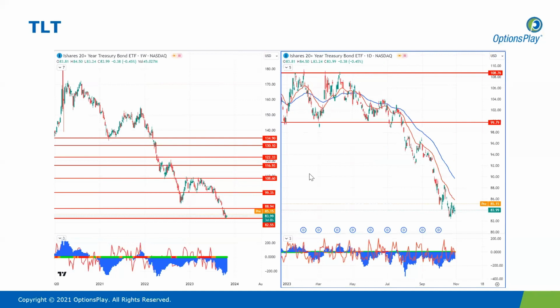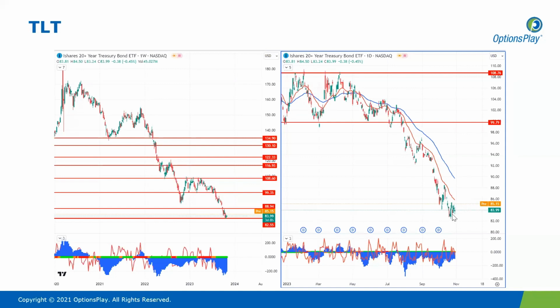Okay, TLT, the Treasury Bond ETF, clearly reacting to this major support level at 82.50. Now, this is a support level that was initially formed just before or during the global financial crisis. And we can see here that price is bouncing from that level, but not, again, with significant momentum. So it is respecting support, but there isn't really much reason for it to go to the upside when yields are as elevated as they currently are.